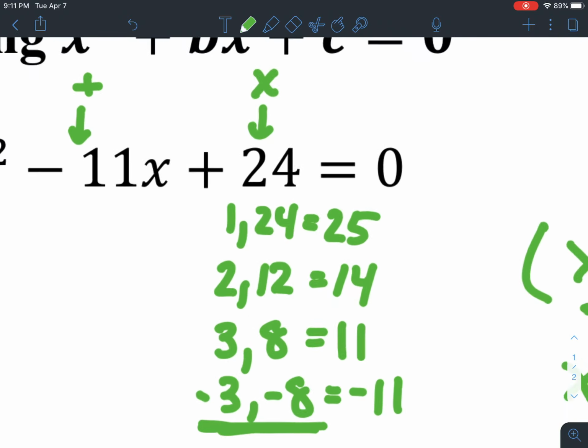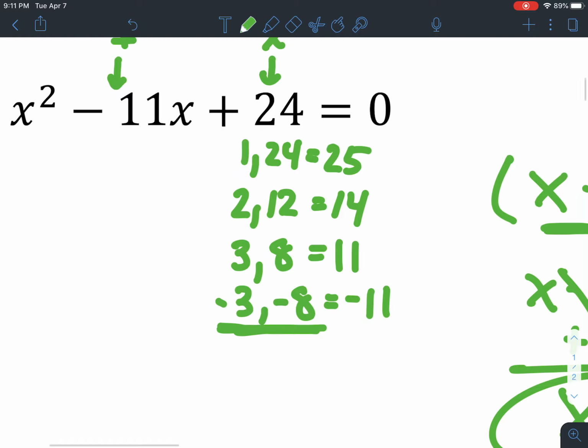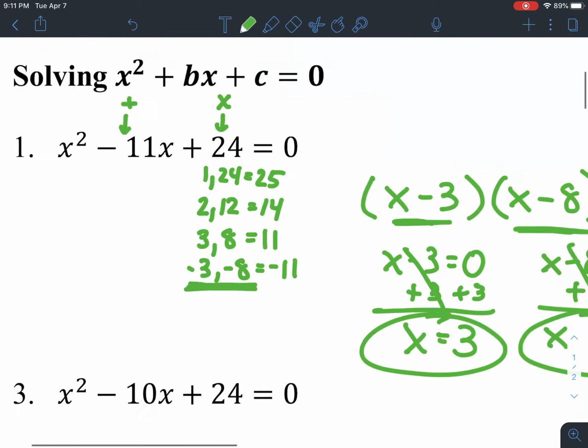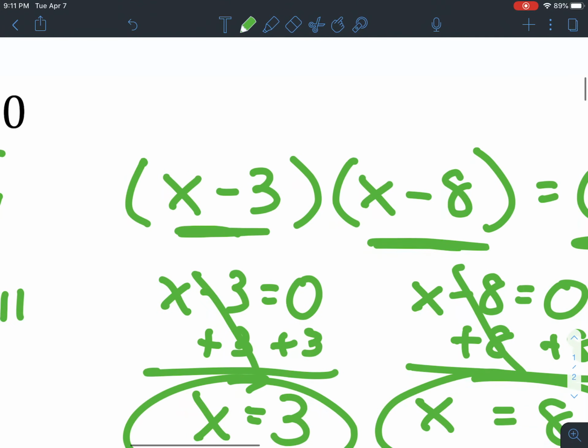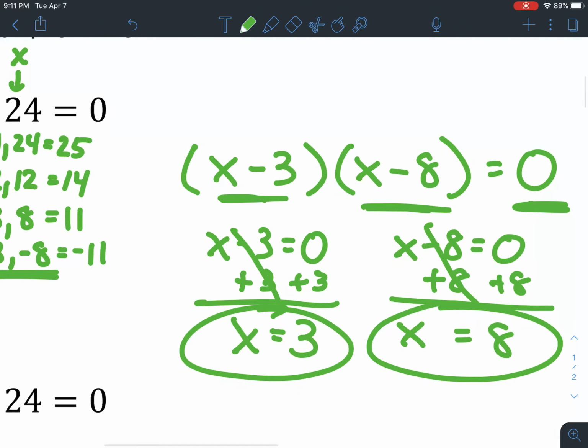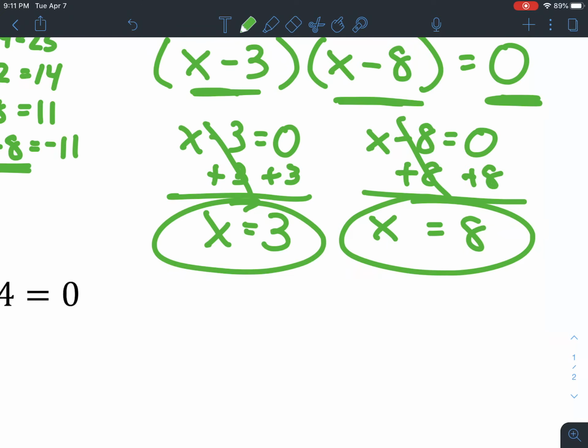Okay, we are going to write out the factors of that c value. We're going to find the two factors that work. We're going to write the factored form, and then set each piece equal to 0 and solve.